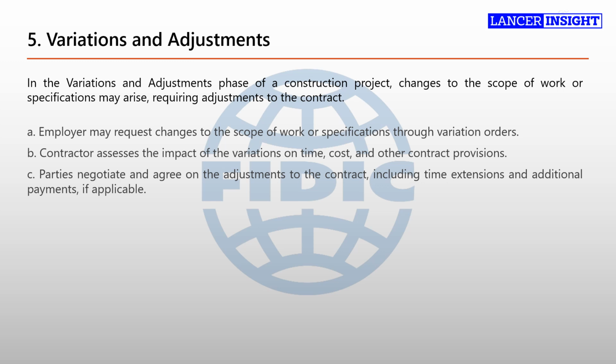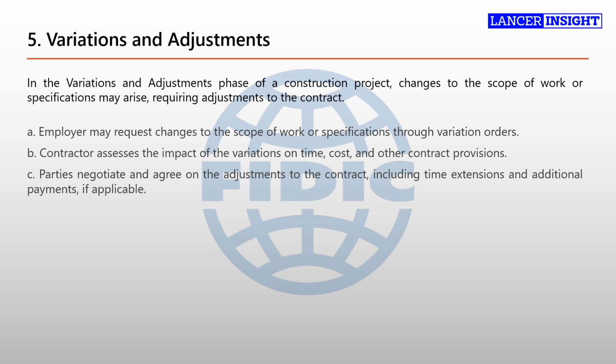The parties discuss and negotiate the potential changes in terms of time, cost, and other contract provisions. This may involve determining the need for a time extension to accommodate the variations and revising the project schedule accordingly. Additionally, if the variations result in increased costs for the contractor, negotiations may involve determining the amount and method of additional payments. The goal of the negotiation process is to reach a mutual agreement on the adjustments to the contract that properly address the variations while ensuring fairness to both parties.